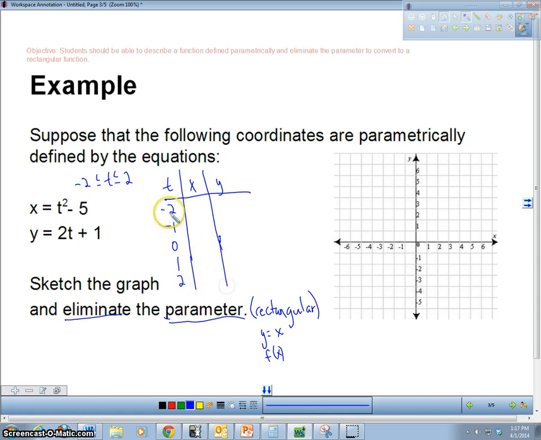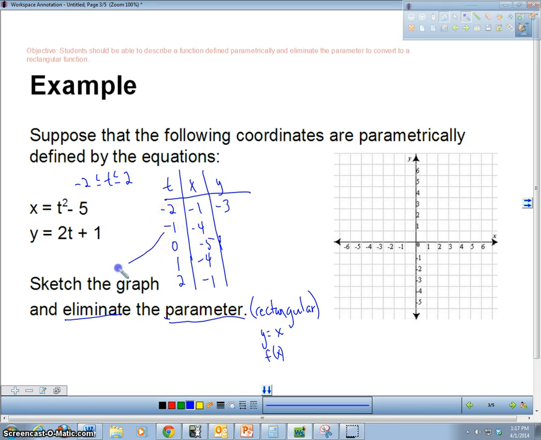I'm simply going to plug in these values into my equations and find out what my x and y values are. So -2 squared is 4, minus 5 is -1. Put it in the y and I get -4 plus 1 is -3. -1 squared is 1 minus 5 is -4. I'll go ahead and put all these x's here: -5, -4, and -1. And I'll put all the y's in here.